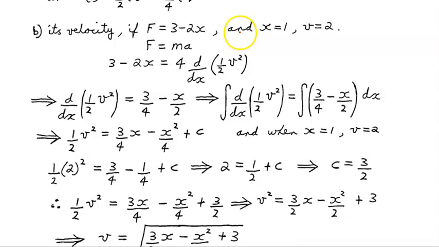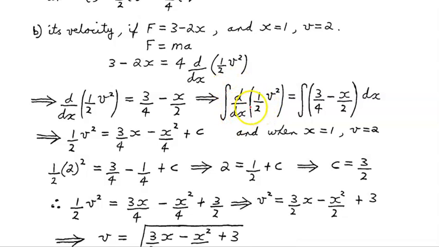Now, we're told that x equals 1 when v equals 2. So we're given a boundary condition there. The force is 3 minus 2 times the position variable x, and that's equal to the mass, which is 4 kilograms, times, for when acceleration is a function of position, d/dx of a half v squared. So let's divide through by 4. We have d/dx of a half v squared is 3/4 minus 2/4, which gave us x/2. Okay, now let's anti-differentiate this.